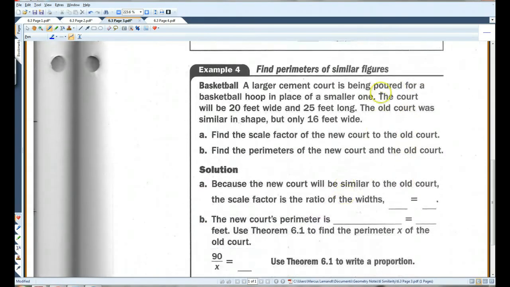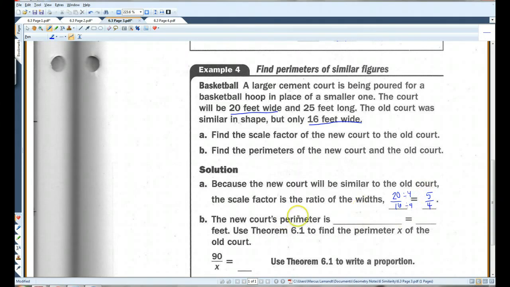Okay, a larger cement court is being poured for the basketball hoop in place of a smaller one. The court will be 20 feet wide and 25 feet long. The old court was similar in shape, but only 16 feet wide. Part A, find the scale factor of the new court to the old court. Okay, so we know the old court was 16 feet wide. This one's going to be 20 feet wide. So, the new court to the old court is going to be 20 over 16, which, if I divide top and bottom by 4, I'm going to get 5 over 4.